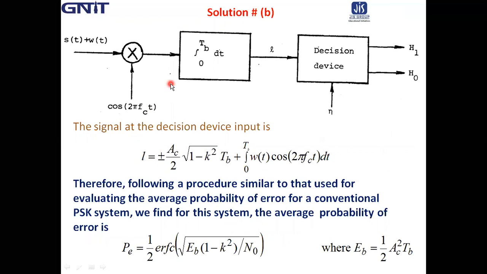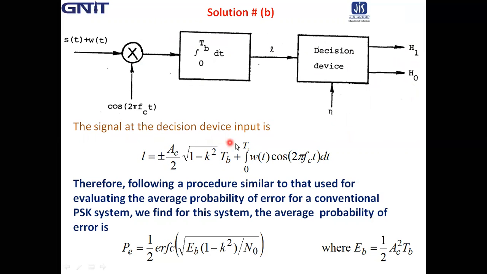And second, you have to calculate the average probability of symbol error. So first, the signal coming in is ST plus WT, which is for a coherent BPSK system, and it is multiplied with cos 2 pi FCT. Then it goes to the integrator circuit, and suppose the output of the integrator is L, and then this goes to a decision device with threshold theta, and H1 and H2 is the output.